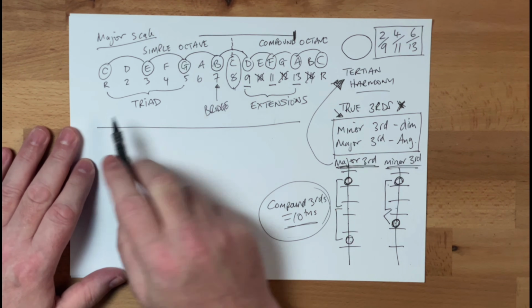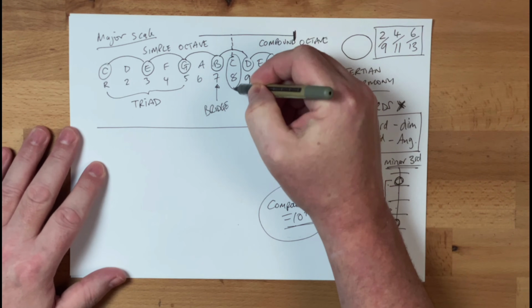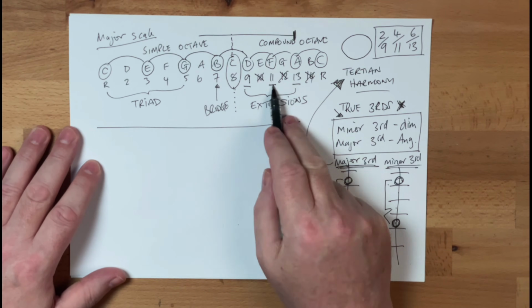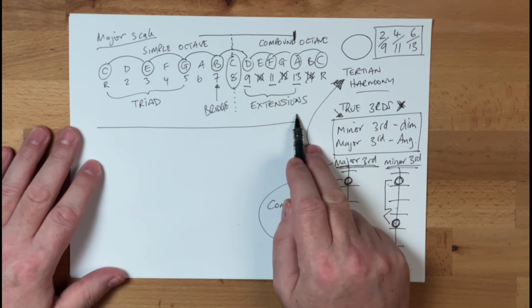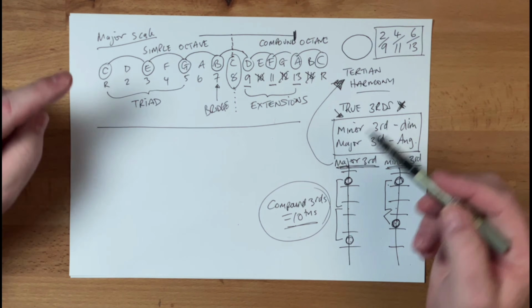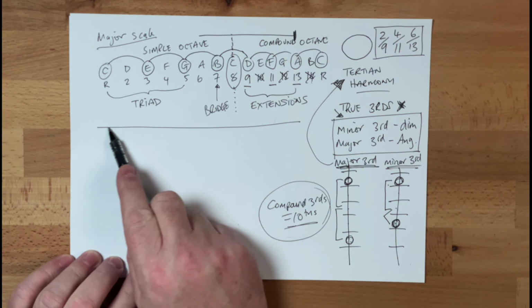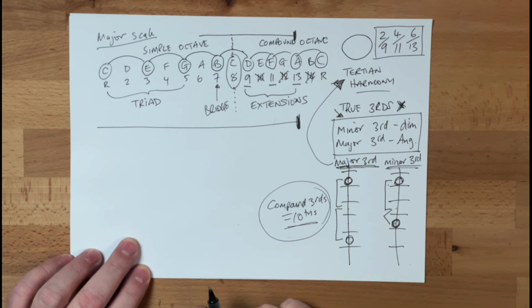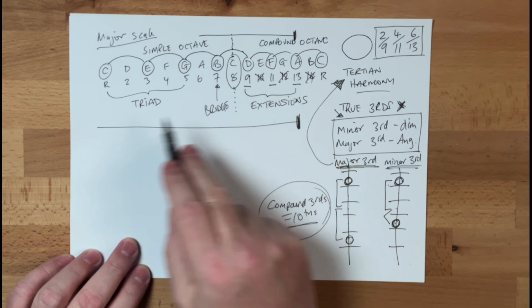What we've got going on is this simple octave and compound octave. We've got the 9th, 11th, 13th as upper extensions. We've got the bridge and we've got the triad. Hopefully that makes sense. But what I want you to understand is this idea here is linear. It terminates. So what we have to do is go back.